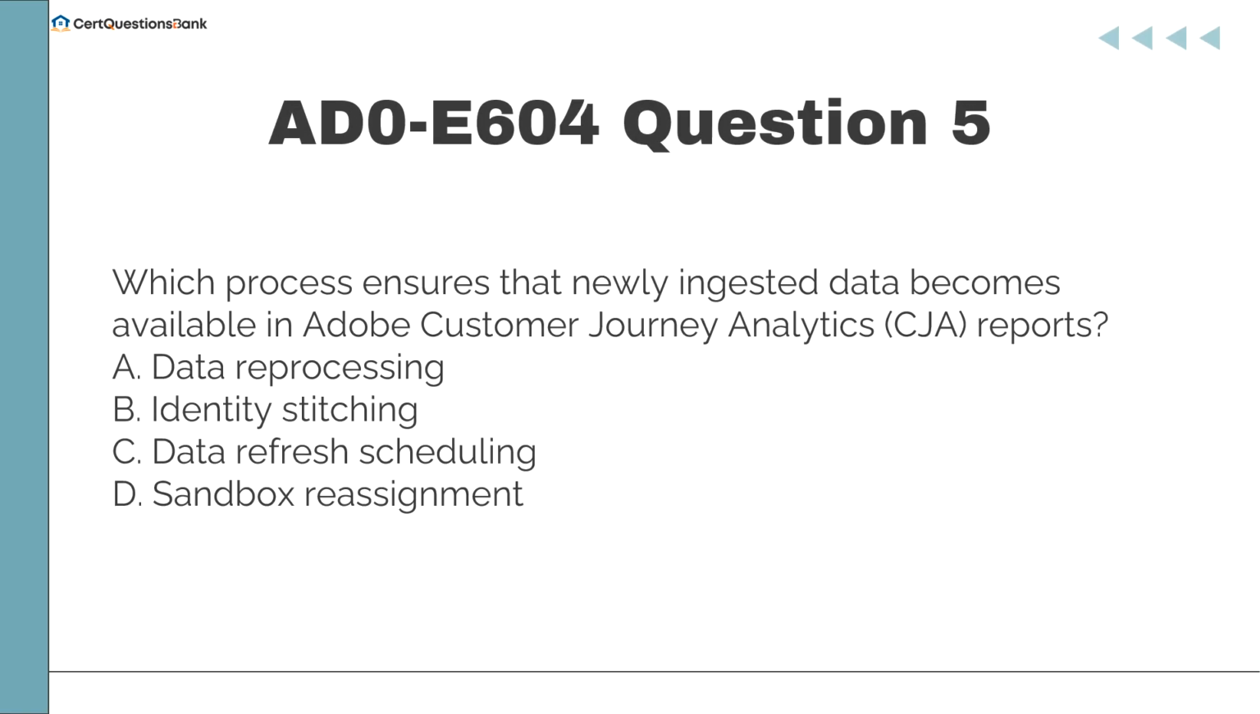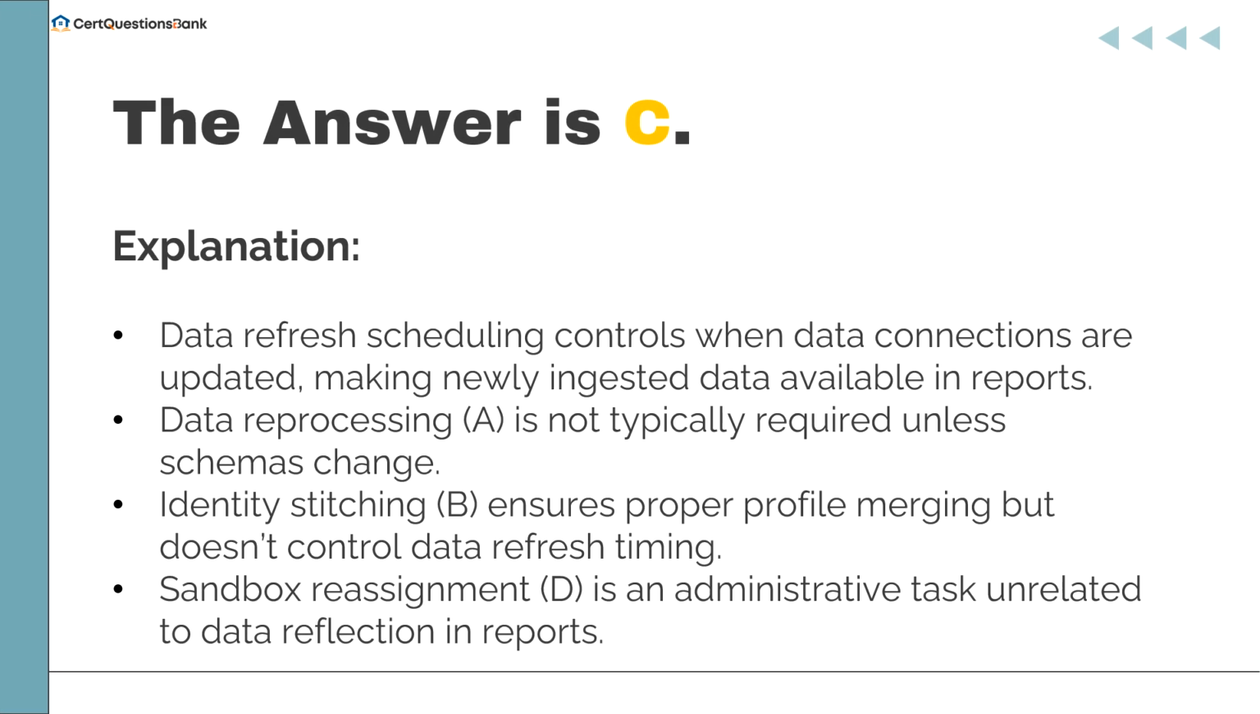Which process ensures that newly ingested data becomes available in Adobe Customer Journey Analytics, CJA, reports? A. Data reprocessing. B. Identity stitching. C. Data refresh scheduling. D. Sandbox reassignment. The answer is C.